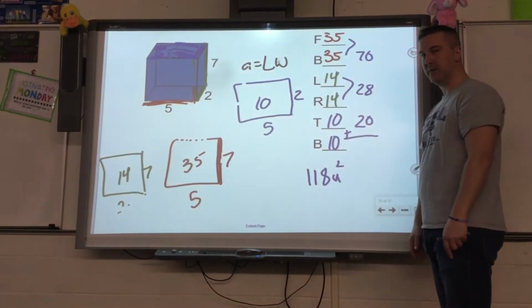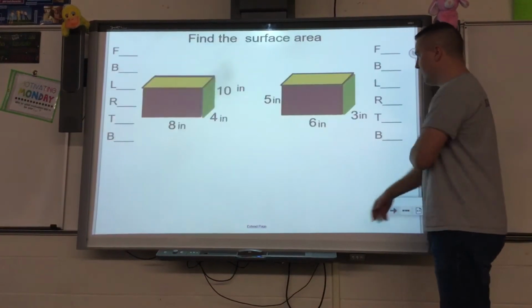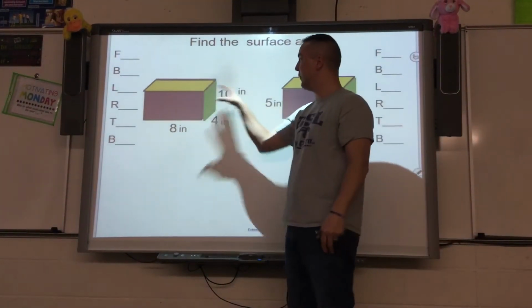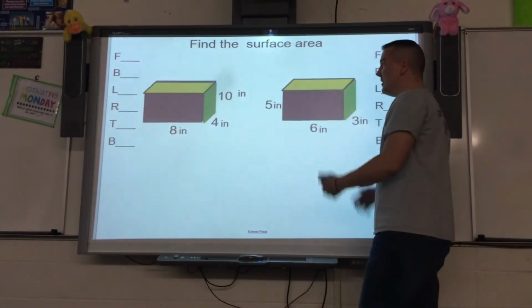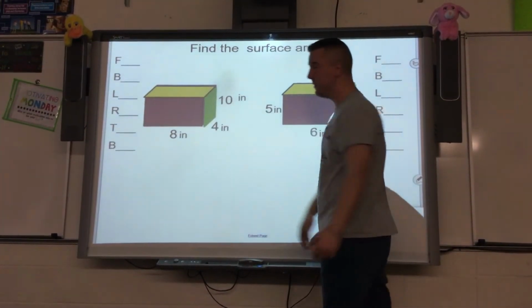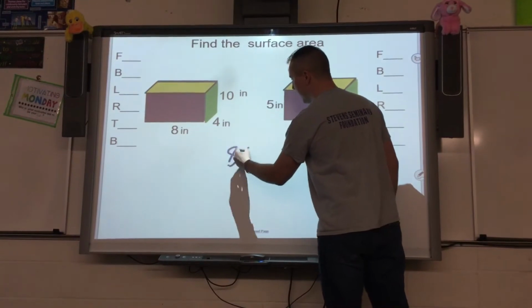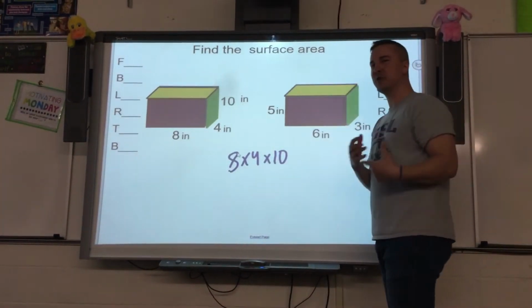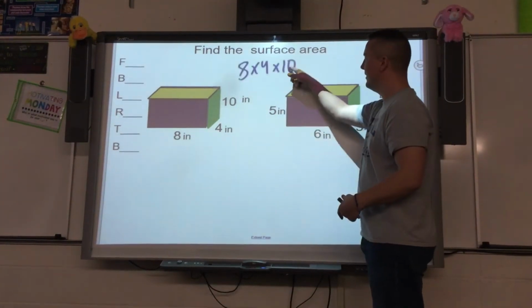Take a deep breath. All right, let's go to the next one. Okay, same type of thing. It's just using different numbers. Now these I already have colored for us, but it's just using these numbers. Eventually we're going to have to find volume. 8 by 4 by 10. And let's see if you can figure out the trick of how we're finding these areas.